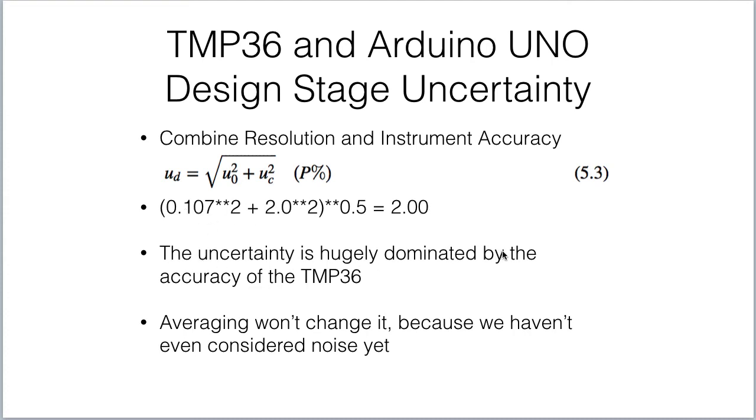The uncertainty is hugely dominated by the accuracy of the TMP36. And averaging won't change it because the noise isn't having any effect. It's all this instrument uncertainty. And if I've only picked out a single TMP36, then I don't have an average over multiple sensors that will allow me to improve my resolution or improve my measurement.